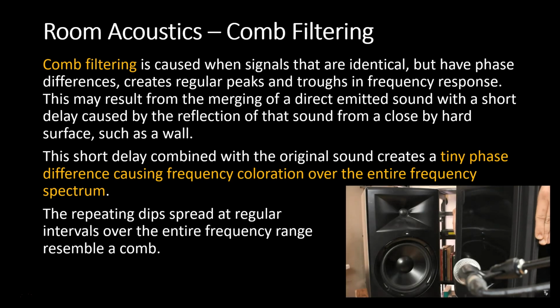Let's start with comb filtering caused by reflections. The sound from this speaker takes two paths to the microphone. A direct path from speaker to microphone, and a reflected path from speaker to wall to microphone. The reflected sound travels a longer distance and will reach the microphone slightly later than the direct sound. Listen to the way the comb filter changes based on how far away the wall is from the speaker.